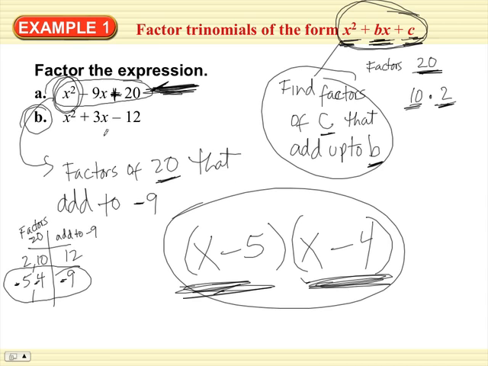Okay, you try letter B: x squared plus 3x minus 12. Factors of c that add up to b. Go ahead. I like these. These are like a little puzzle almost, you know? What numbers do this and they do this? Okay, here's my answer. Some people can do this in their head pretty quickly, and that's good. I'm not going to make you show work for these two right here, but if you did, show me the bottom left-hand side. That would be your work.